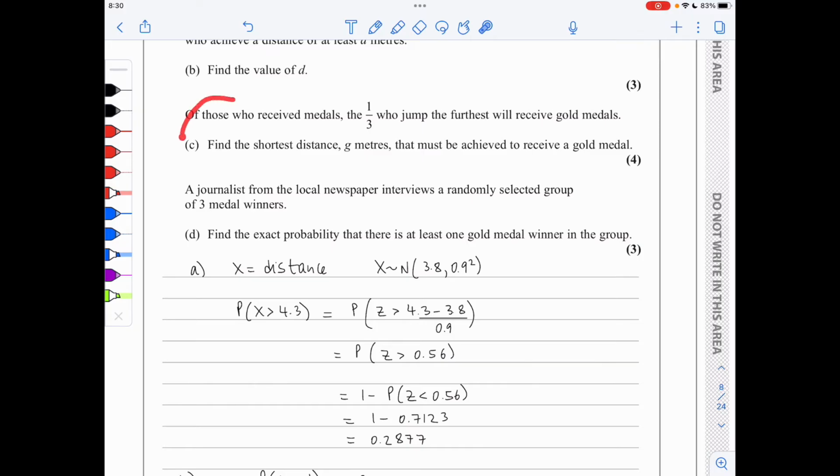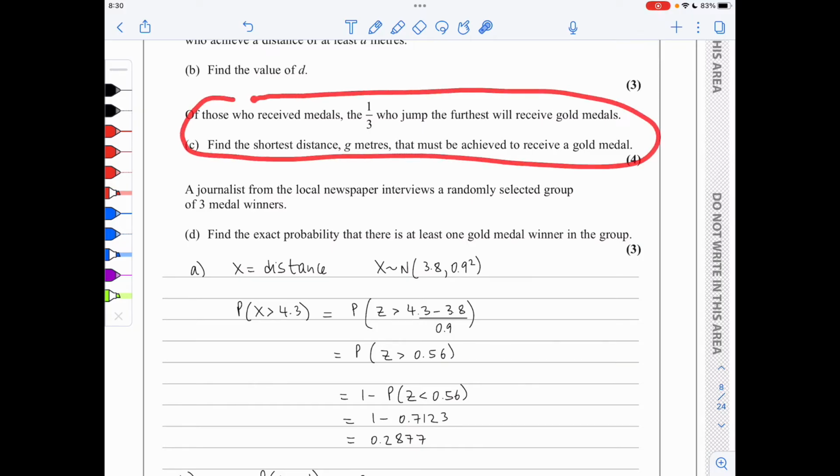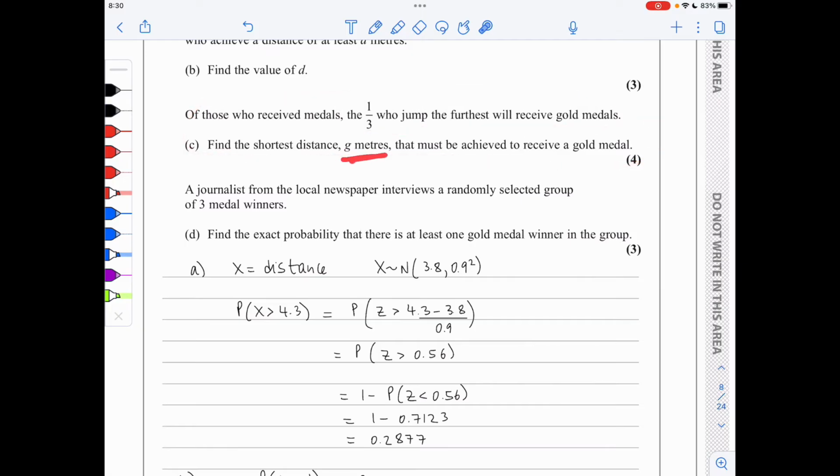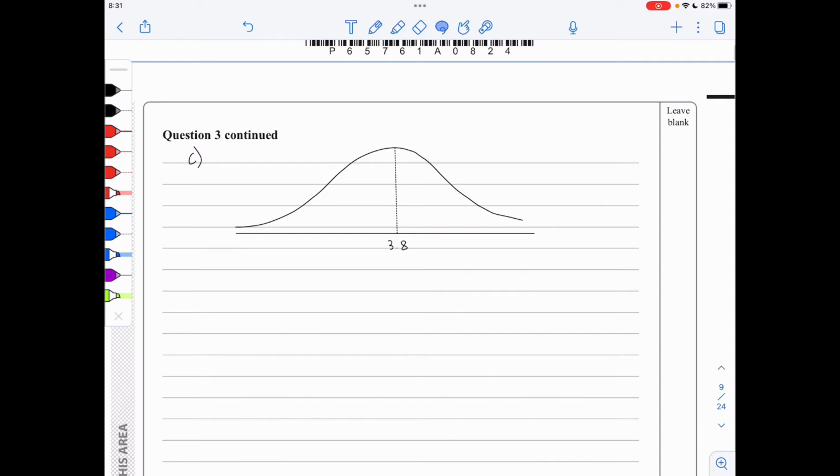In part C, we are told that of those who received medals, the third who jumped the furthest will receive gold medals, and we need to find the shortest distance, g meters, that must be achieved to receive a gold medal. Now, this is an example of conditional probability with a normal distribution. It makes sense to draw a bell-shaped curve and try to illustrate all the given information there. So we start off with the bell-shaped curve centered at 3.8.